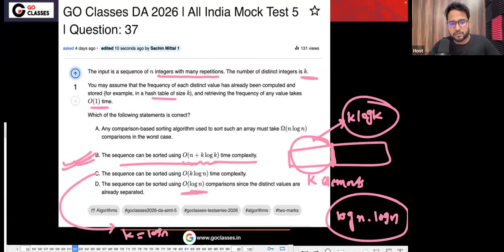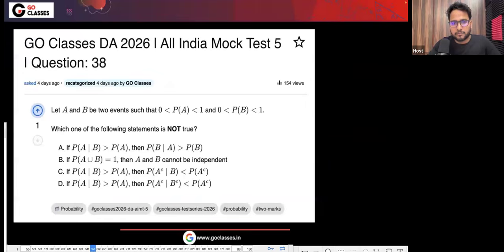Now let's see the next question. So this was related to probability, and they are asking which of the following statements is not true. They are saying that probabilities are strictly lesser than one and greater than zero. Both of these probabilities. Now in this question, option A and option C are very straightforward. So let me go to the next page and first tell you about option A and option C, because they are very much straightforward.